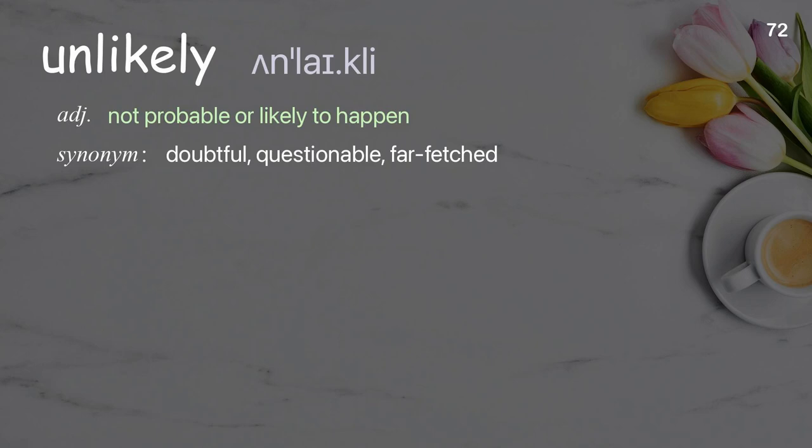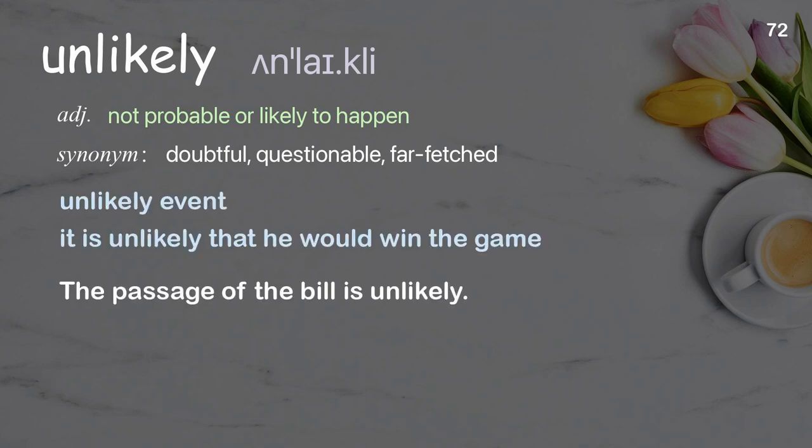Unlikely. Not probable or likely to happen. Examples: unlikely event. It is unlikely that he would win the game. The passage of the bill is unlikely.